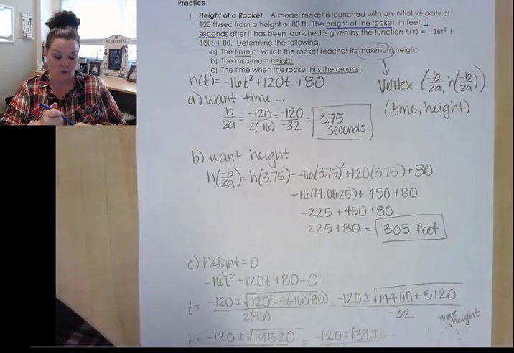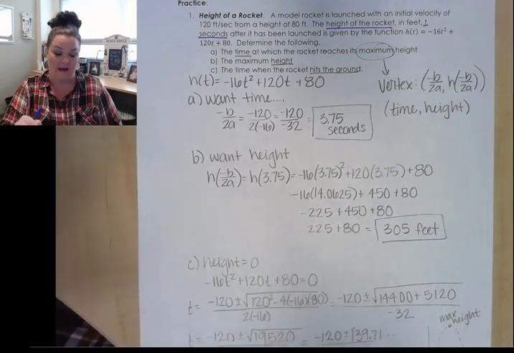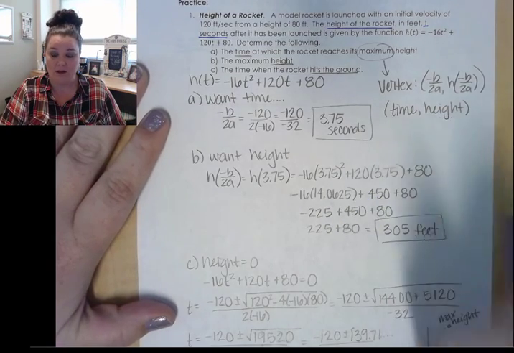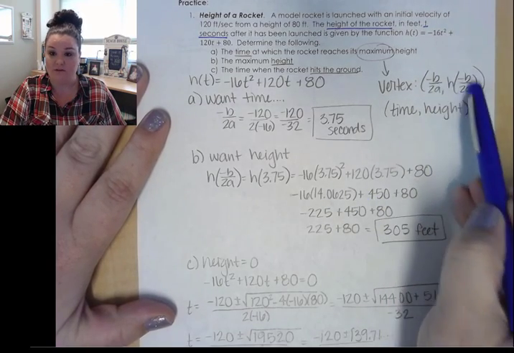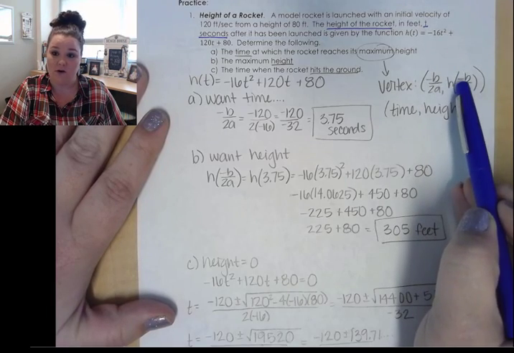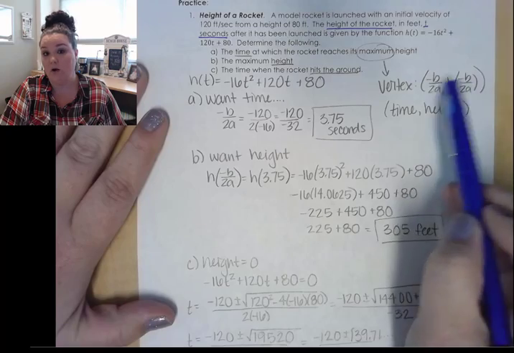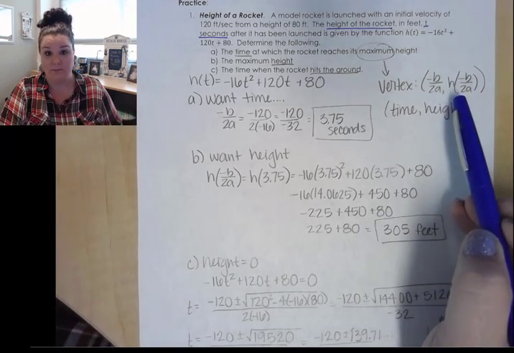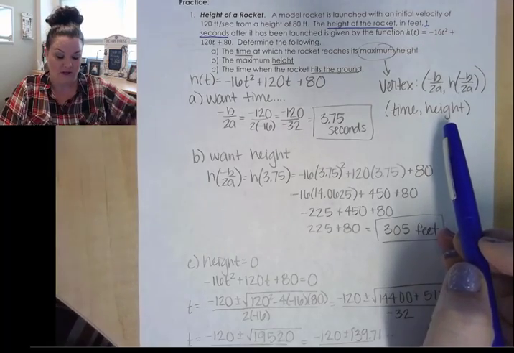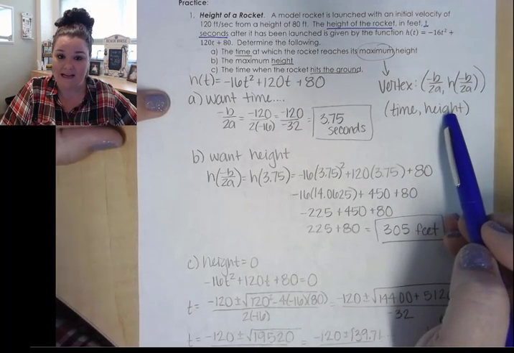So before you start working anything, make sure you know what's going in and what's coming out, because that will help you determine what you're solving for in your vertex. Do you need the first coordinate, or are you solving for the second coordinate? Sometimes it will just ask you for one or the other. It won't always ask you for both. So you need to make sure you know which one represents what. So here we're plugging in time to get out height.